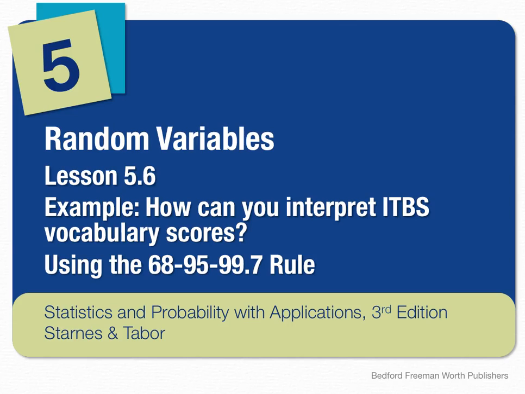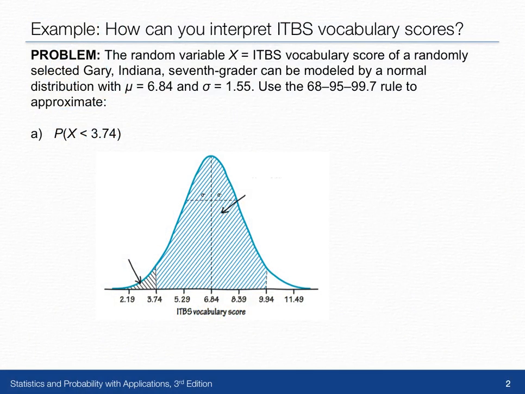In the Lesson 5.6 example, How Can You Interpret ITBS Vocabulary Scores, we'll practice using the 68, 95, 99.7 rule. The random variable x is the Iowa Test of Basic Skills, or ITBS, vocabulary score of a randomly selected Gary, Indiana 7th grader, and it can be modeled by a normal distribution with a mean mu equals 6.84 and a standard deviation sigma equals 1.55. Let's use the 68, 95, 99.7 rule to approximate a few probabilities.